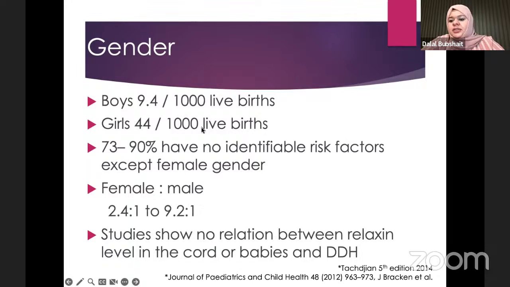As we said, females to males, the percentage varies from one study to another, depends on the part of the world, and it goes up to 44 in 1,000 in females. And 90% of the patients who presented to the clinic with DDH have only one risk factor, which is just being a female.